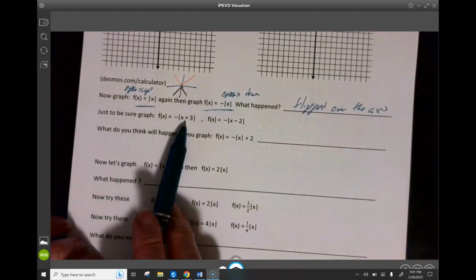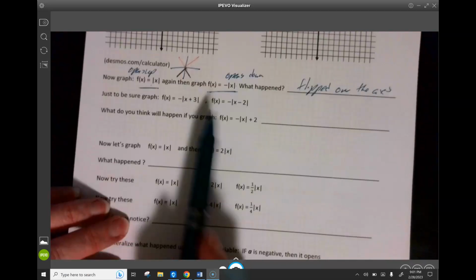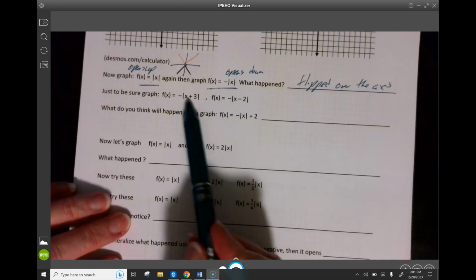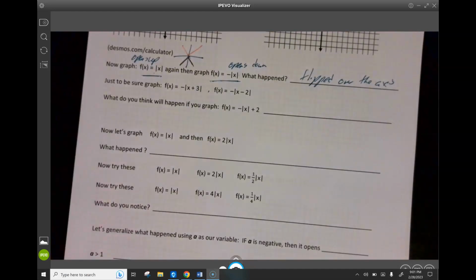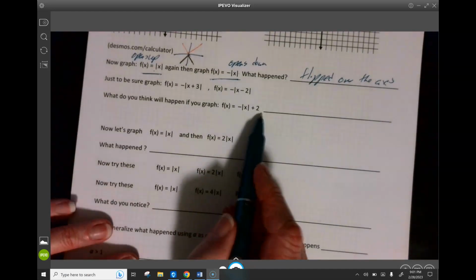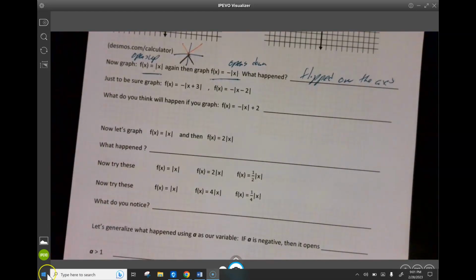Okay? Now, just to be sure, graph these two and see what happens. So go back out to Desmos and see what really happens. What happens with this? Okay? And while you're there, actually, play with this one too. See if you can see what is happening with all of those.